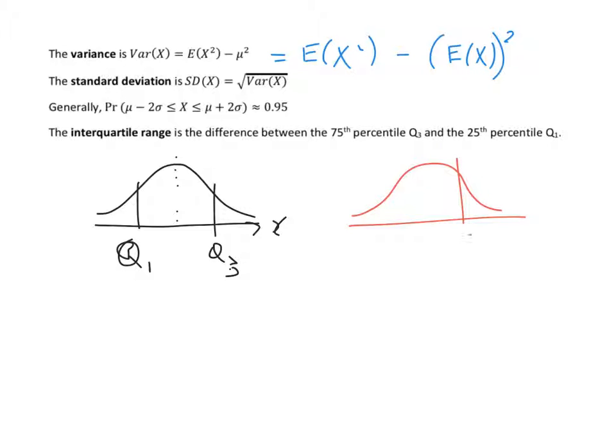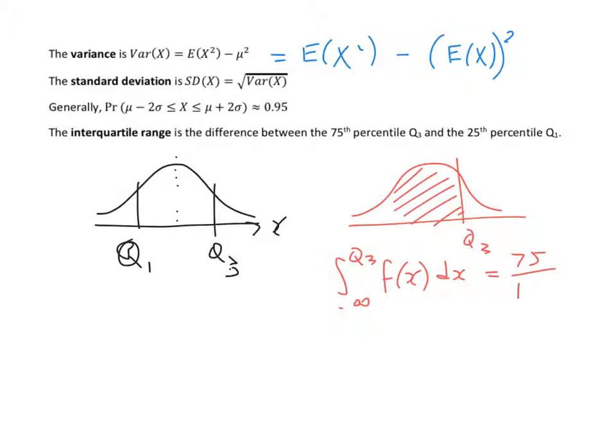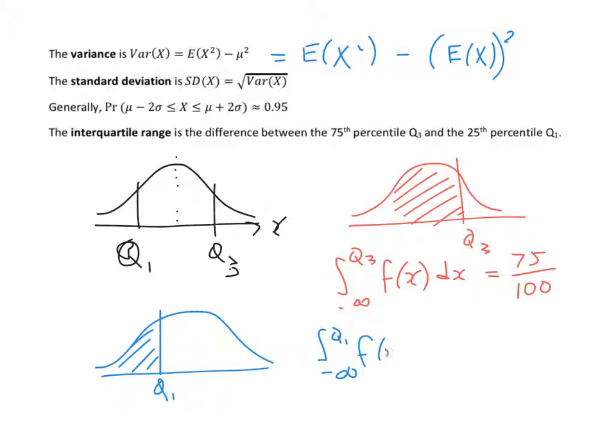the 75th percentile, Q3, is defined as the integral from negative infinity, because we don't know if that goes on forever, to Q3 of f of x dx equaling 75 over 100. And for Q1, something like this: the integral from negative infinity to Q1 of f of x dx equals 25 over 100. And you'll need that for later.